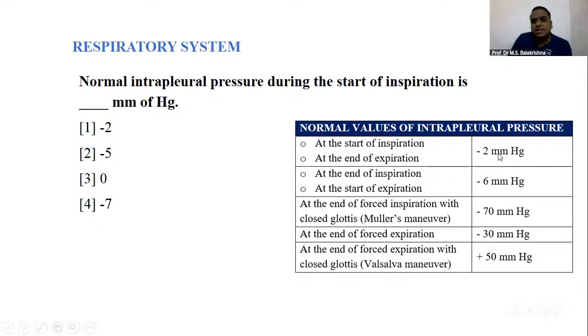So at the start it is minus 2 mm of Hg. At the end it is again minus 2. At the start of inspiration it is minus 2. At the end of expiration it is minus 2. At the end of inspiration it is minus 6. At the start of expiration it is minus 6. It's different, right? So please learn this. So it is minus 2.